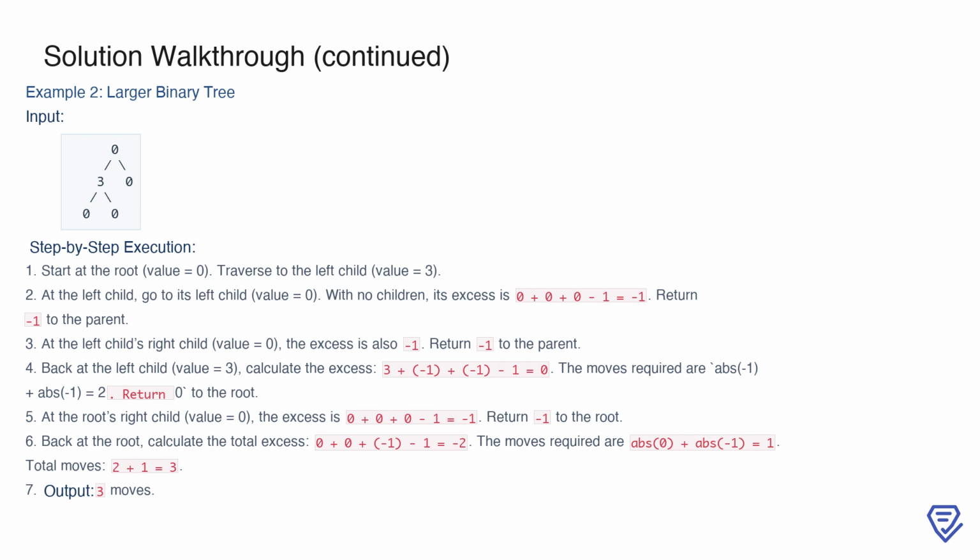To balance the tree, we calculate the moves required at this level as the sum of the absolute values of 0 and minus 1, which equals 1. Adding this to the 2 moves required earlier, we get a total of 3 moves for the entire tree. The output for this example is 3 moves.